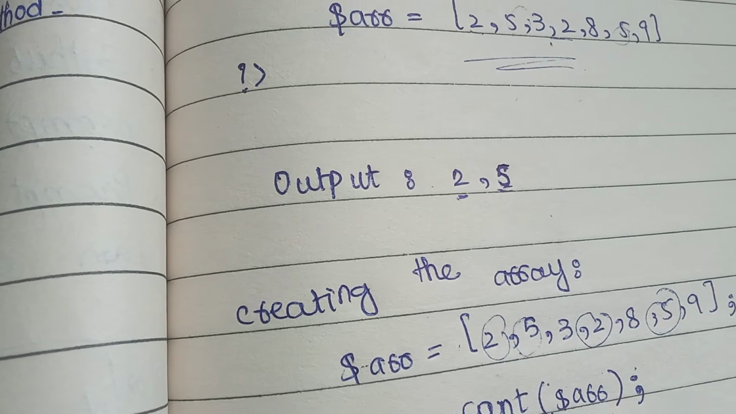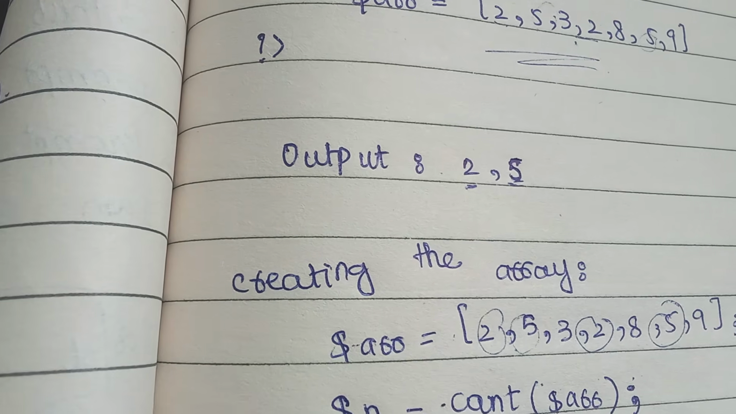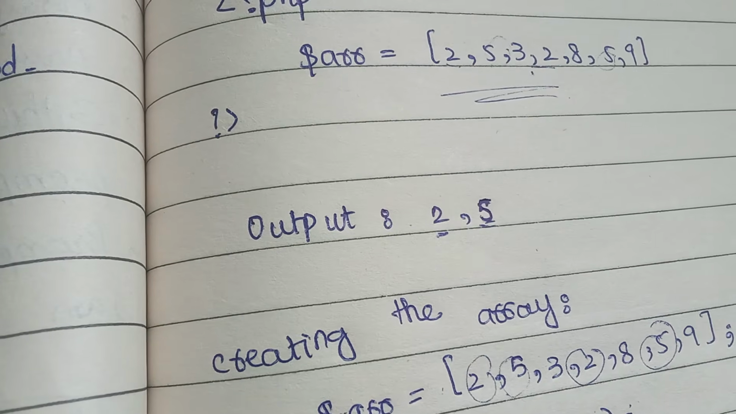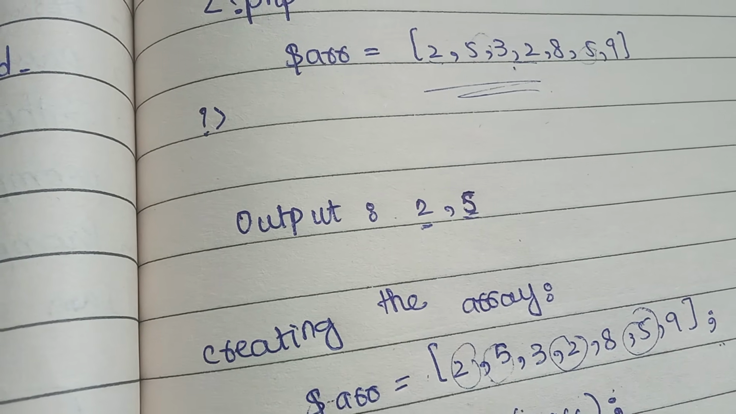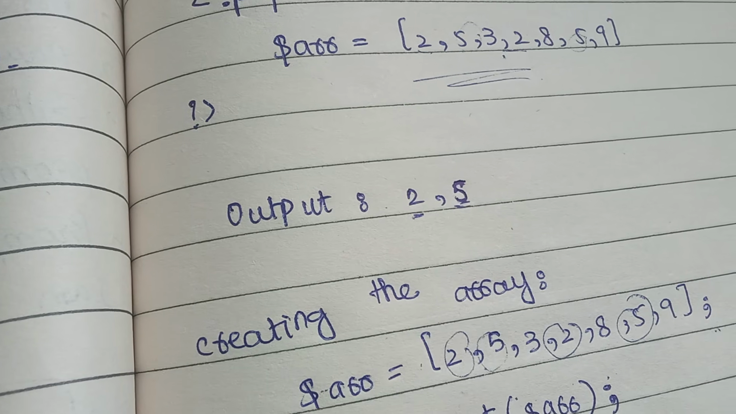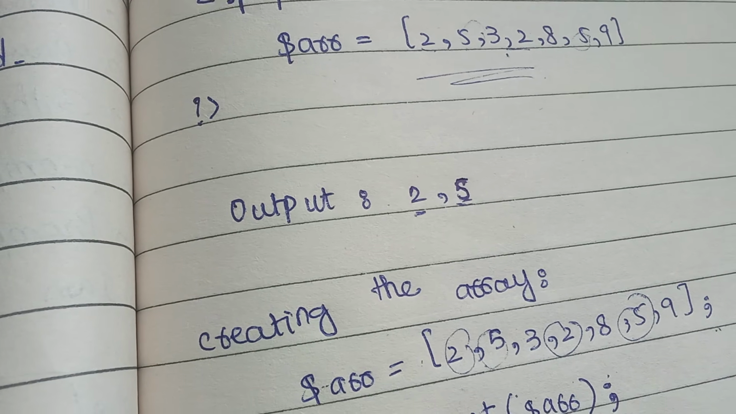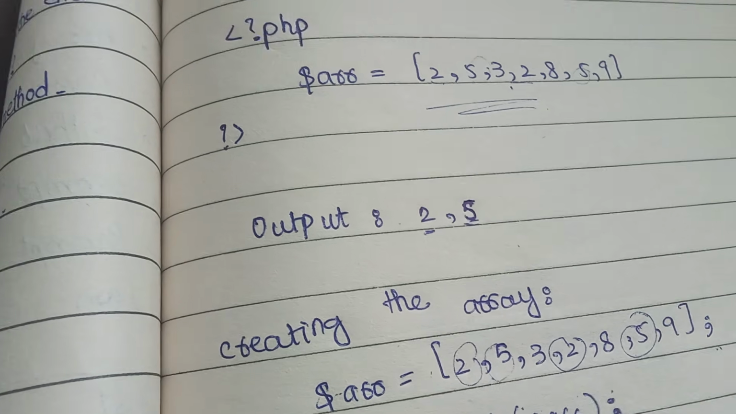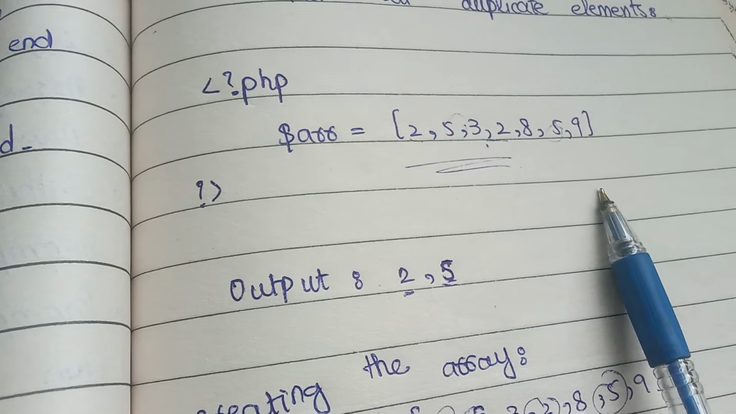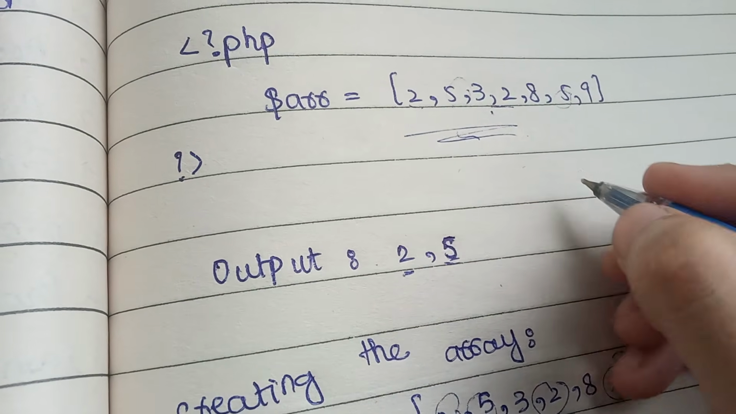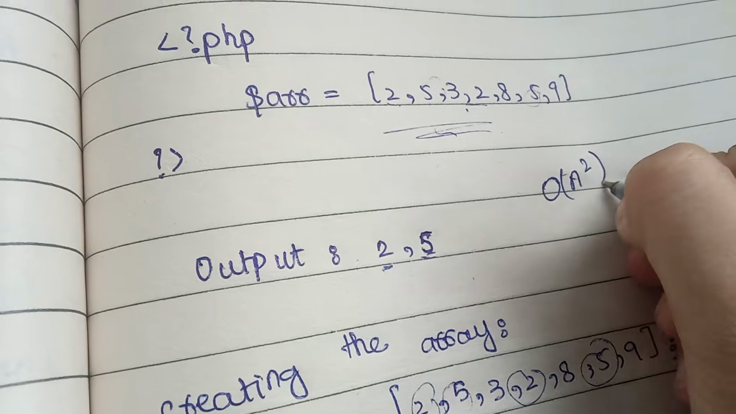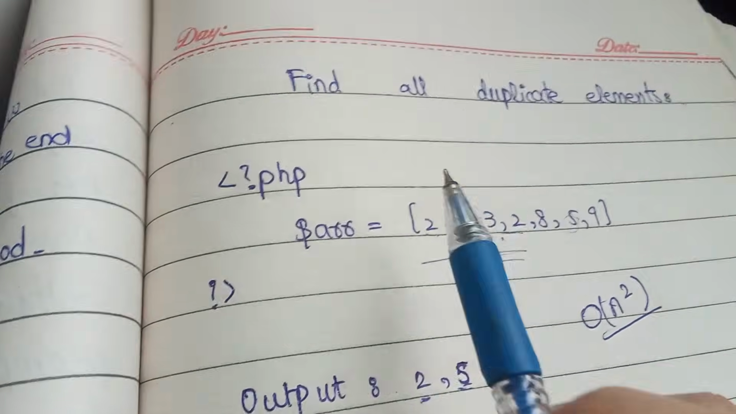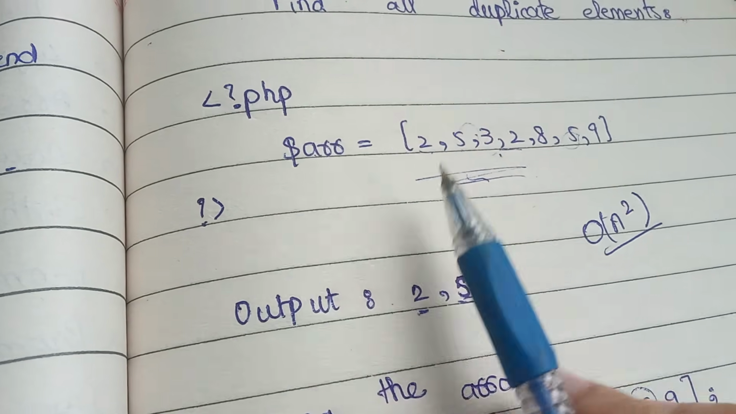In this problem we will skip repeated values while we keep iterating. If the value is already printed, then continue, else further we will find duplicates and print the duplicates. As for the time complexity, since we are using nested loops, our time complexity will be n square.